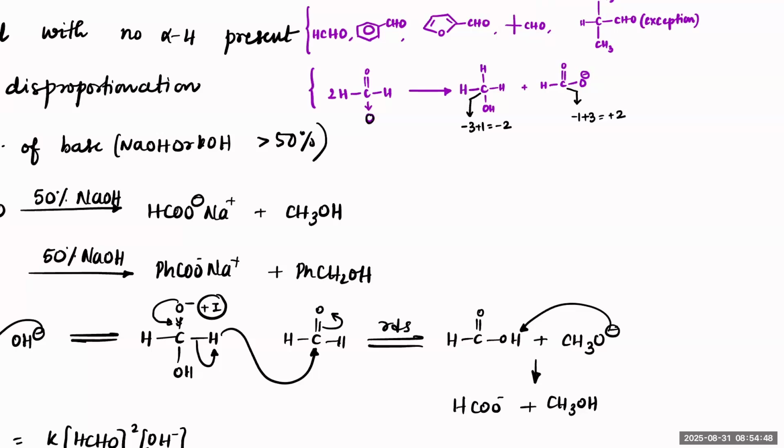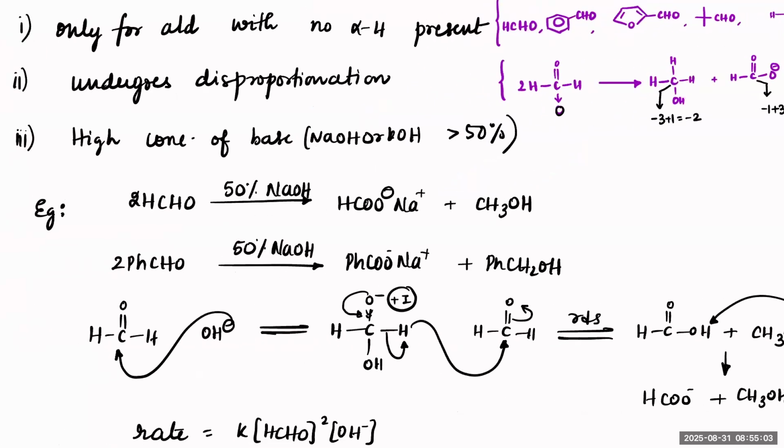So have you noticed, from oxidation state 0, it is getting reduced to minus 2. It is getting oxidized to plus 2. So that's how both oxidation and reduction are happening. Hence, Cannizzaro is a disproportionation reaction. Okay. And Cannizzaro is usually operated only at high concentration conditions. Okay. That means if you take NaOH or KOH over and above 50% concentration, then the reactions are feasible.